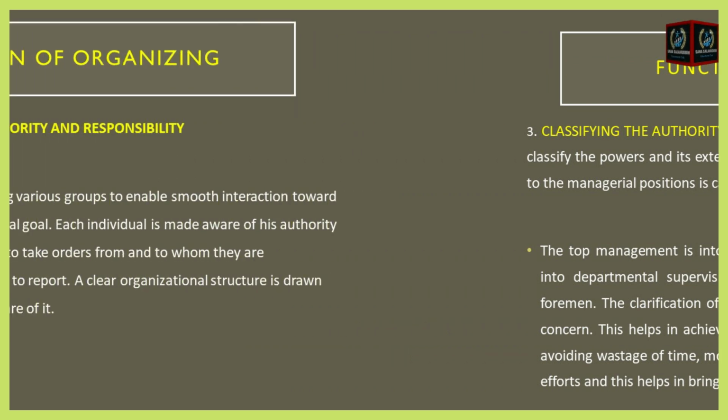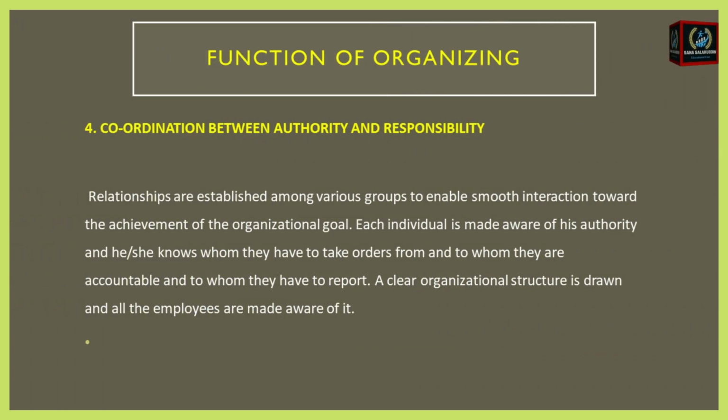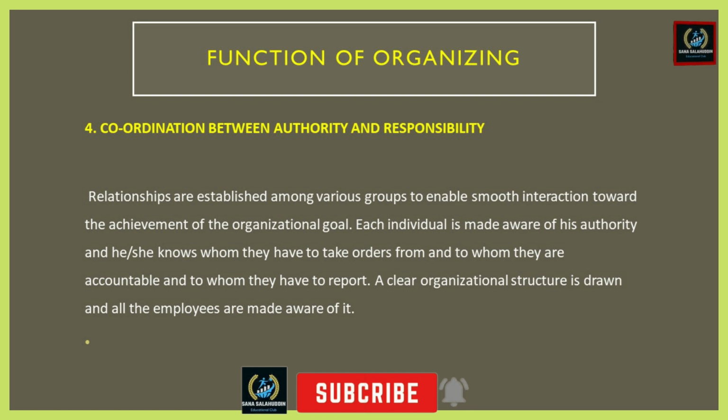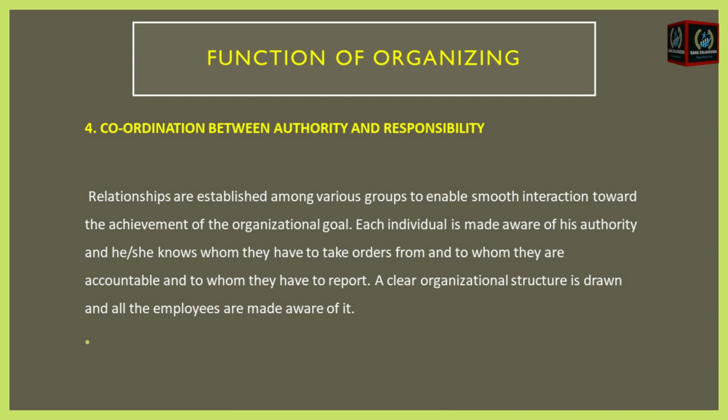Then fourthly, the function of organizing is coordination between authority and responsibility. Relationships are established among various groups to enable smooth interaction towards achievement of the organizational goal. Each individual is made aware of his authority, and he or she knows whom they have to take orders from, to whom they are accountable, and to whom they have to report. A clear organizational structure is drawn and all the employees are made aware of it.